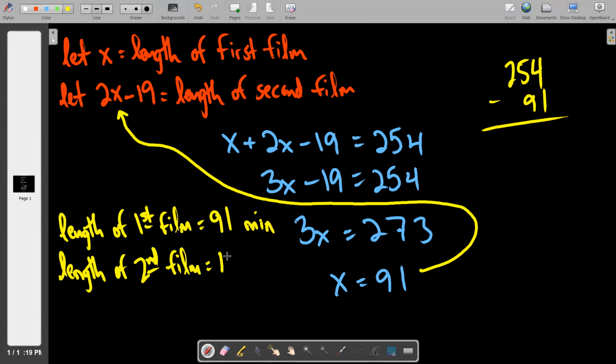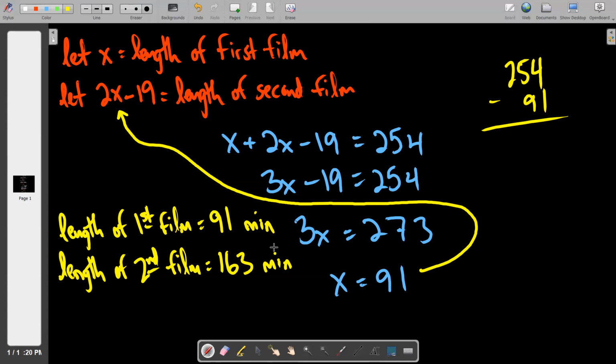Yes, it's 163 minutes. Well done. So the first film is 91 minutes. The second film is 163. And again, that can be arrived at a couple of different ways. But if you know two things add up to make something and you know one of them, there's no easier way than just basic subtraction.